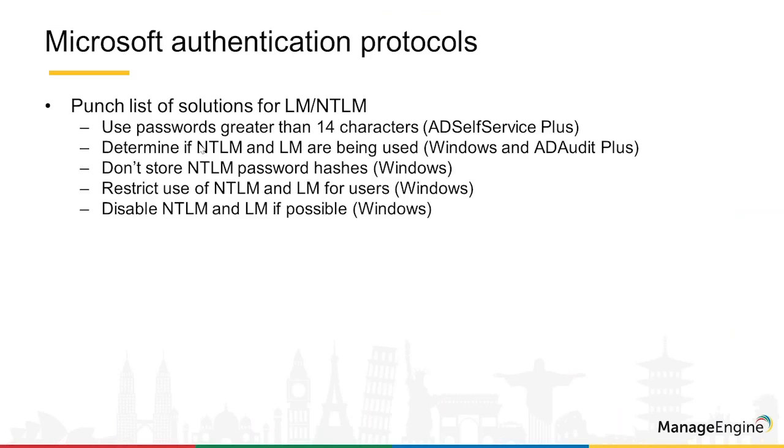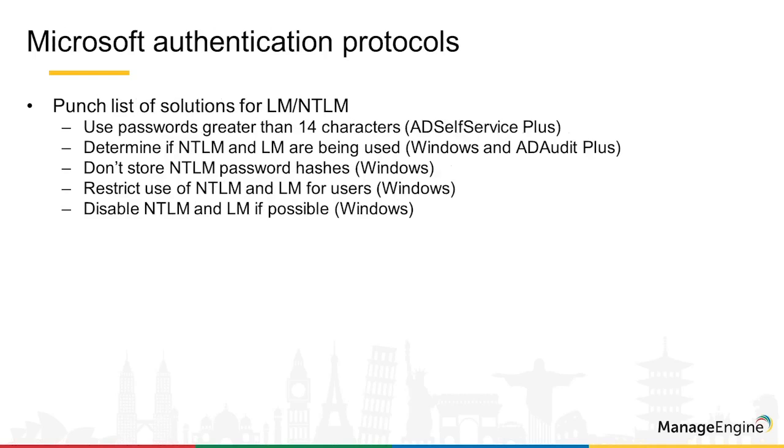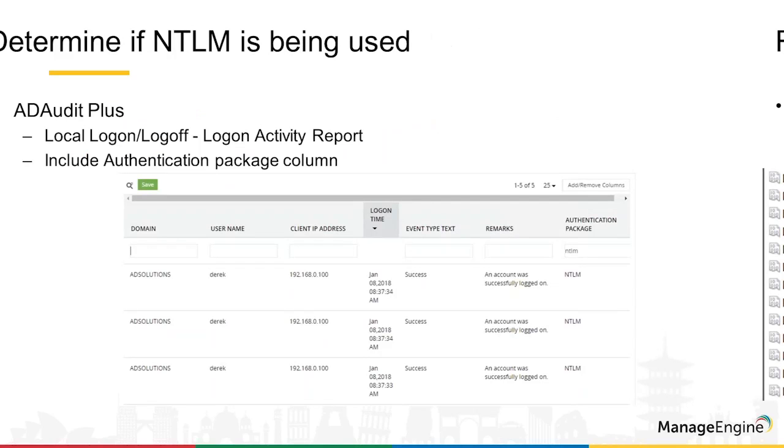Notice that? That's the power of a tool like AD Audit Plus. It can show you things that the Windows Event Viewer just can't handle, okay? Now, some other things that you need to do. Make sure that you are restricting the use of NTLM and you don't store the NTLM password hash. These settings are in group policy. They're in the same location, right?